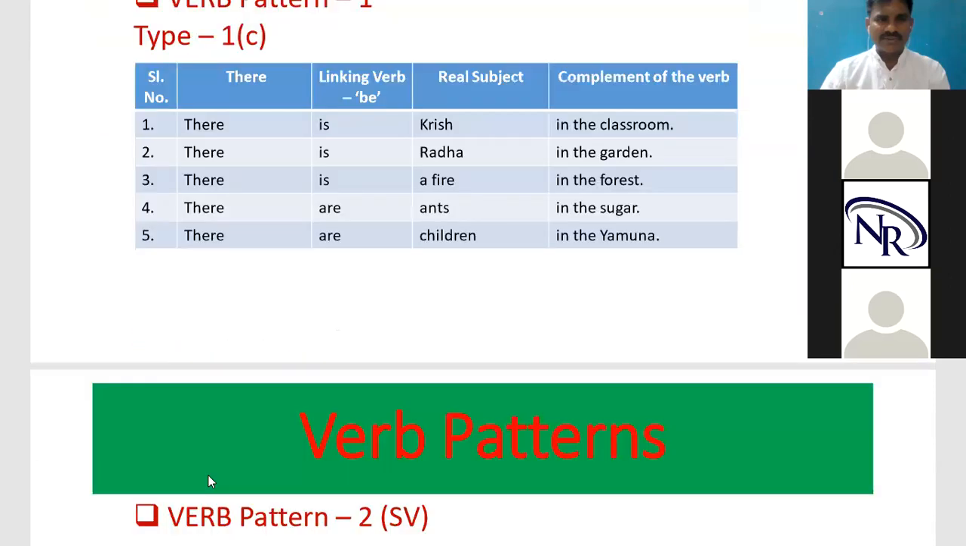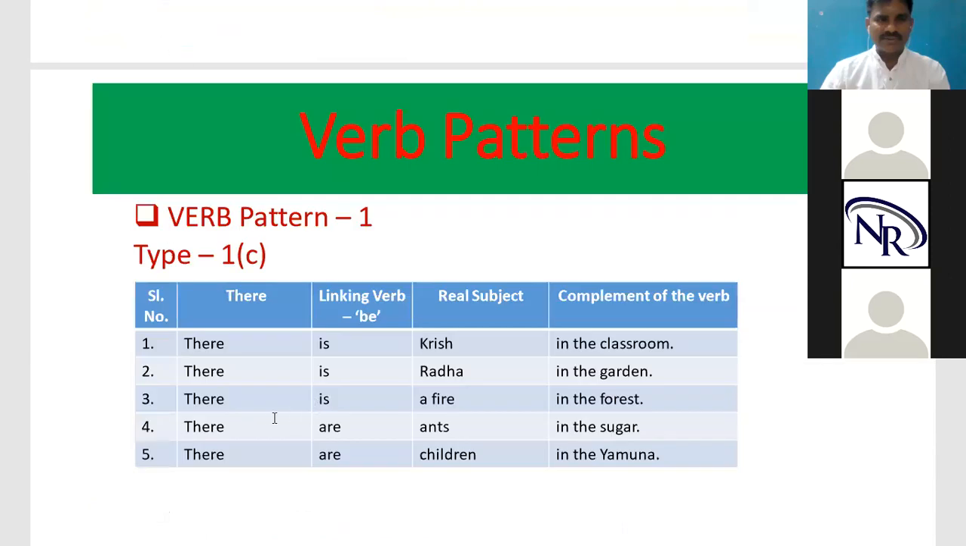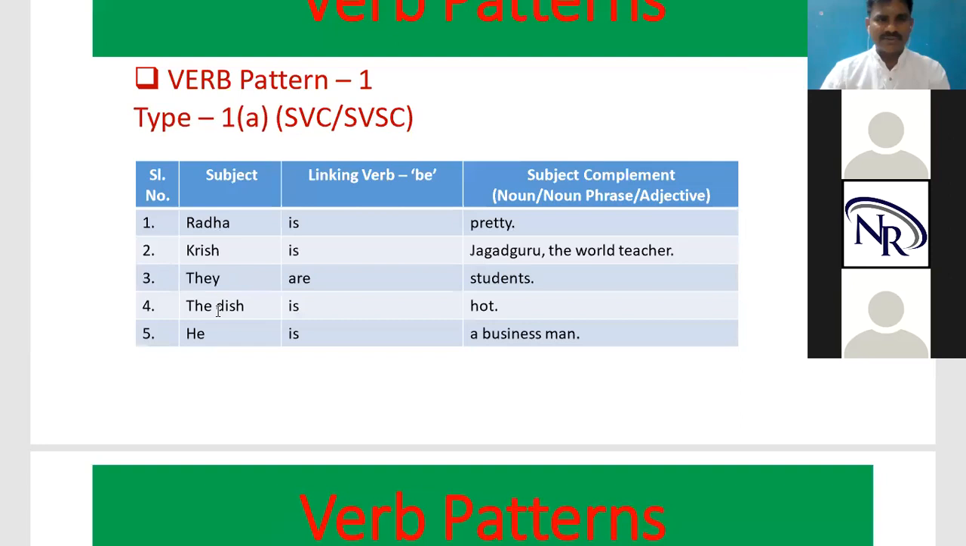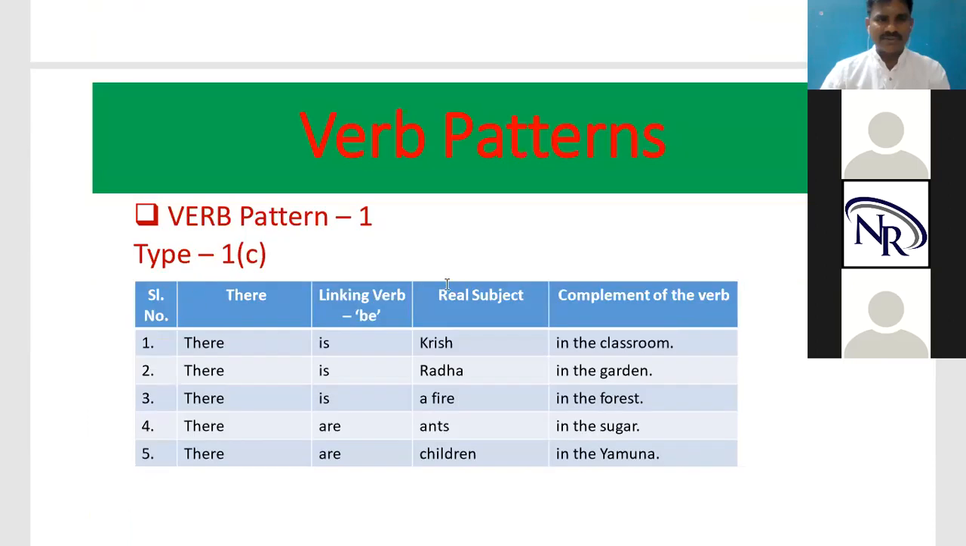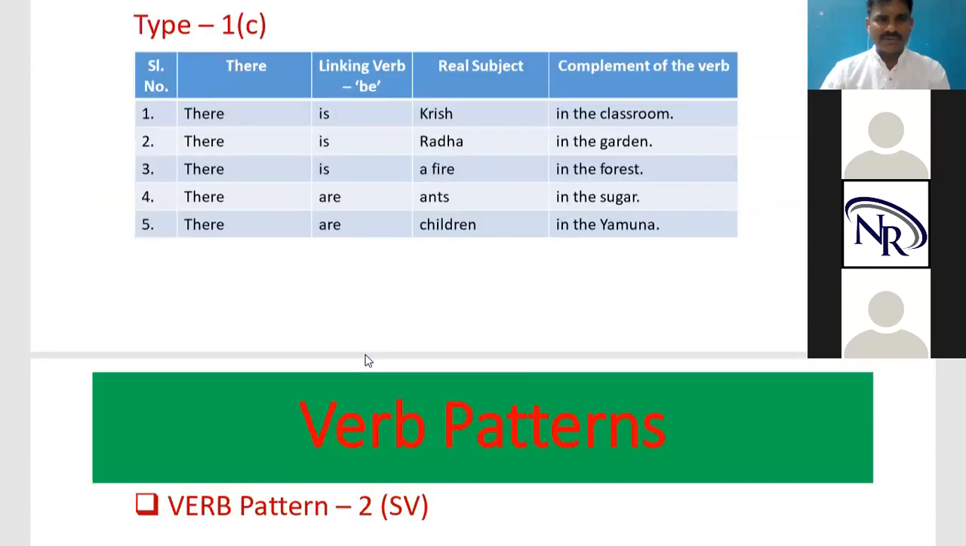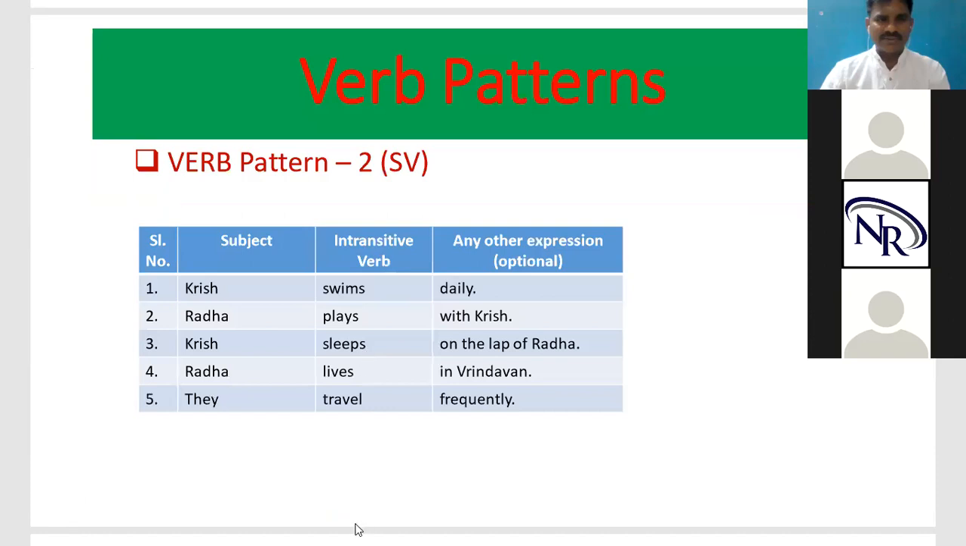This is about verb pattern 1. We have seen 3 varieties here: subject, verb, subject complement; subject, verb, verb complement; and again in the structure there plus linking verb plus real subject, complement of the verb. Next, let us move to another one.